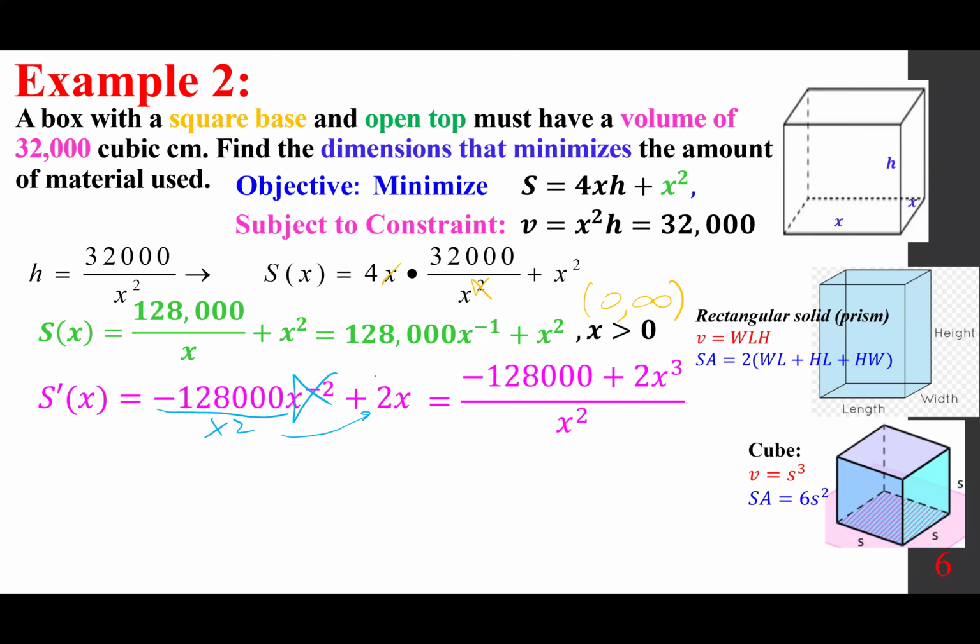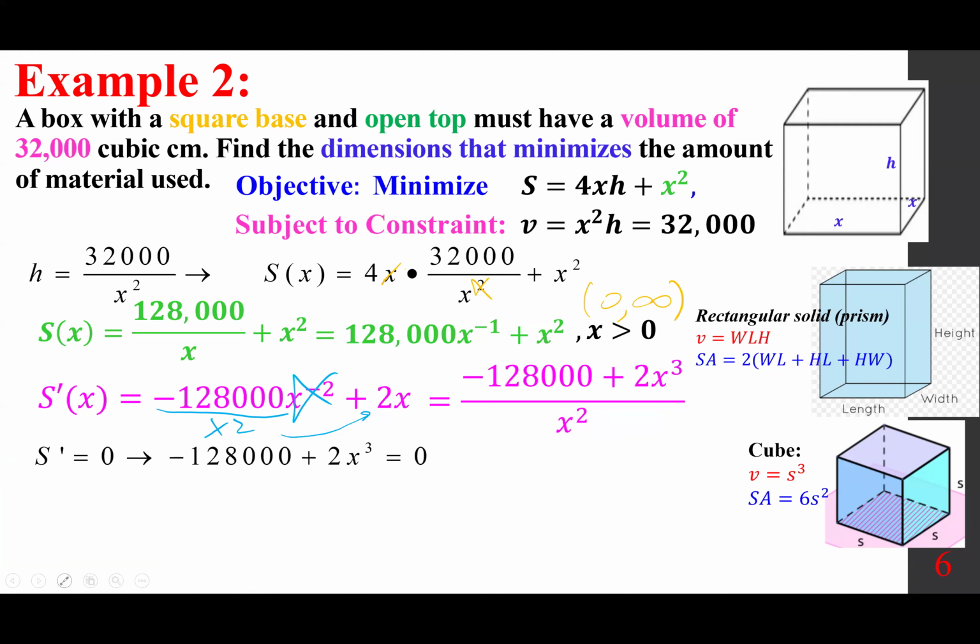Critical points of a function are where f prime, in this case s prime, is 0 or s prime does not exist. First and foremost, s prime does not exist when the denominator is 0, x is 0, which is not part of the domain. Now s prime equals 0. A fraction is 0 when the top is 0.